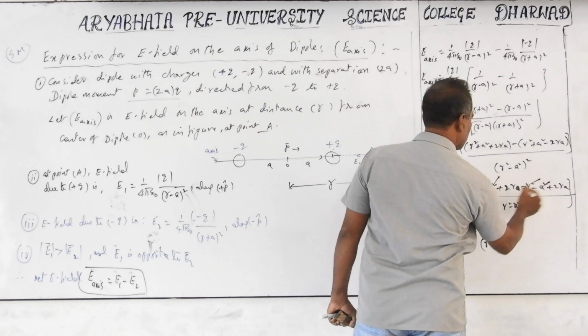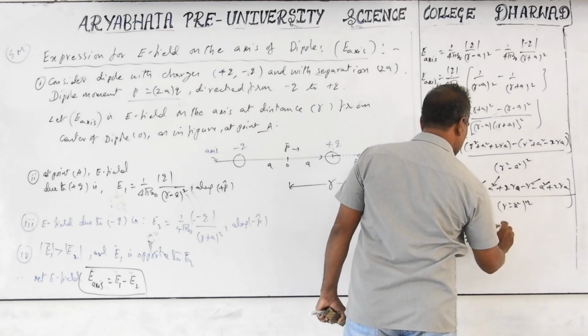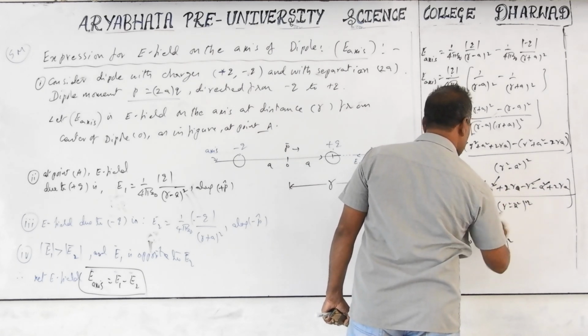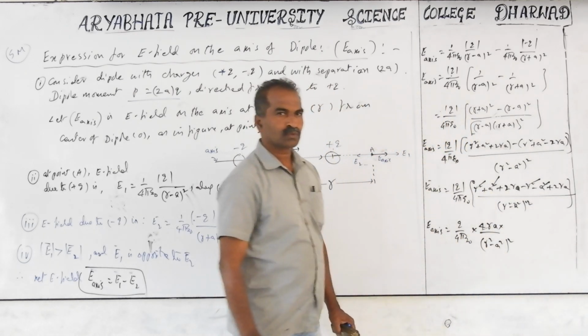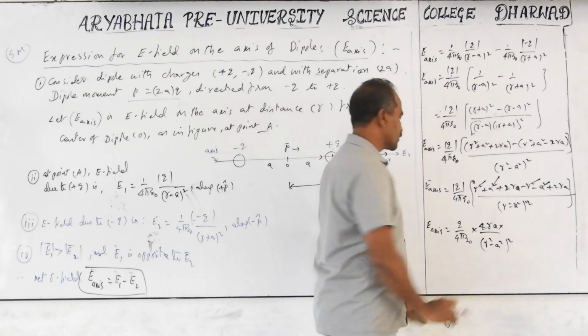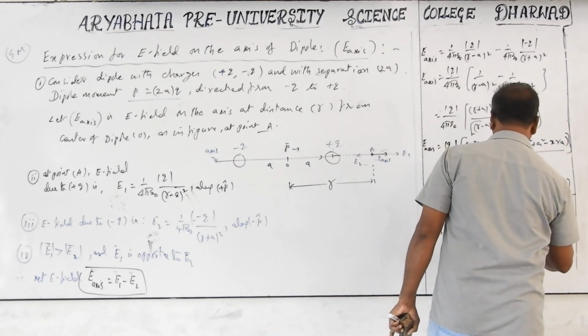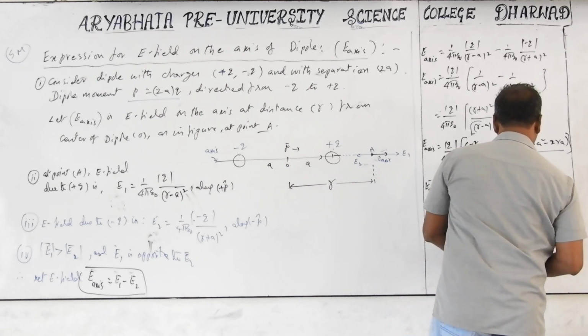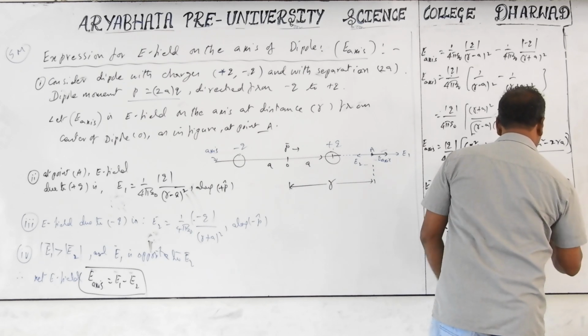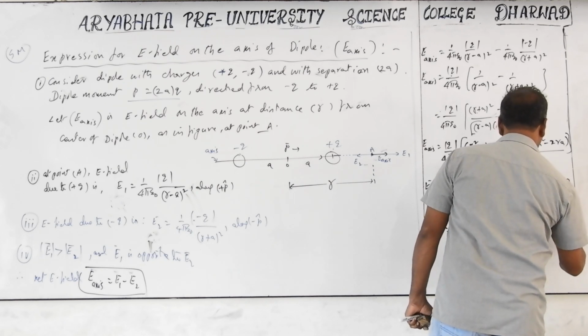So this is nothing but equal to 2r plus 2r is 4r. 4r I can separate as 2 into 2. So for the right, this is equal to q by 4 pi epsilon naught into 2 into 2a, separated into 2r by (r minus a square) whole square.